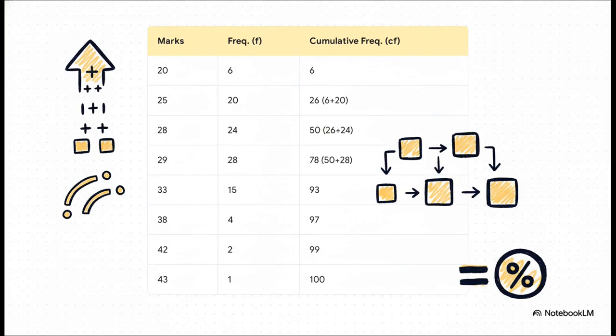So we just add a new column to our table. And look how simple it is to calculate. You just accumulate the frequencies. The first one is 6. Then for the next one, you do 6 plus 20, which is 26. Then 26 plus 24, which is 50. You just keep adding them up as you go down. And notice, the last CF is always equal to n.